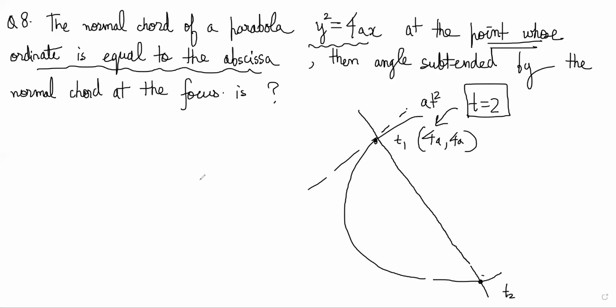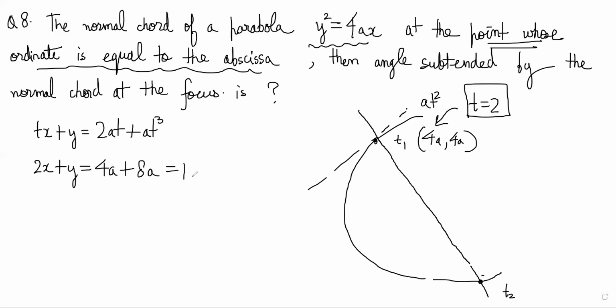If we know the t value, we can find the equation of the normal now, right? Equation of the normal would be tx plus y is equal to 2at plus at cube. So t is 2, therefore it is 2x plus y is equal to 4a plus 8a, so 12a. 2x plus y is equal to 12a, right? This is my normal equation, and I know this point.